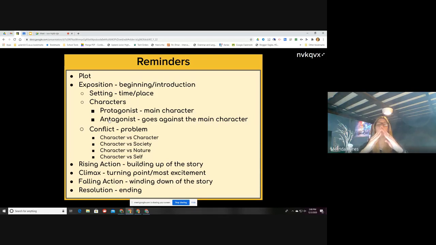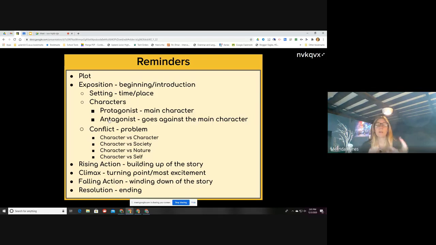And then the tip top of the mountain, before the story starts to wind down and end, we call that the climax. That's the turning point of the story. So the action builds up, gets to the turning point, our climax, and then the story begins to wind down, which we call the falling action. That's the other side of the mountain. And then that takes us to the ending, which we call the resolution and conclusion.